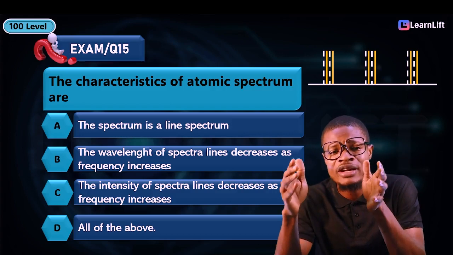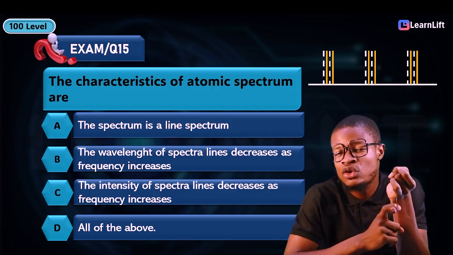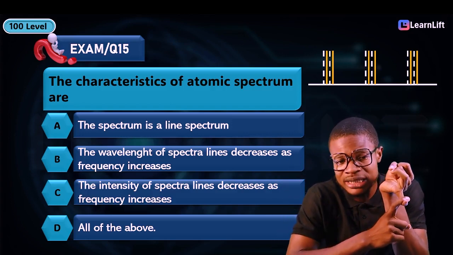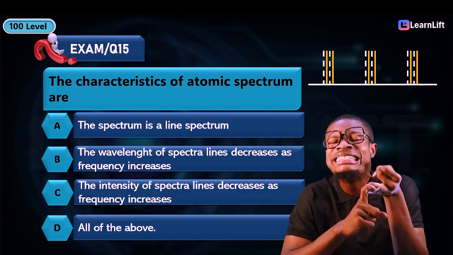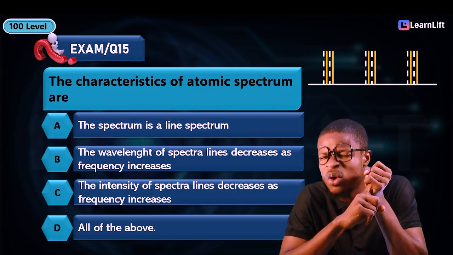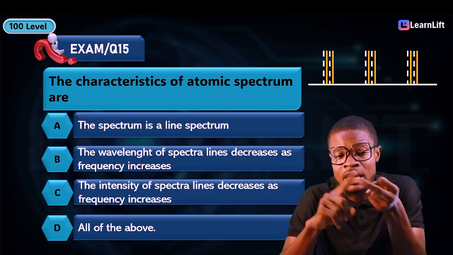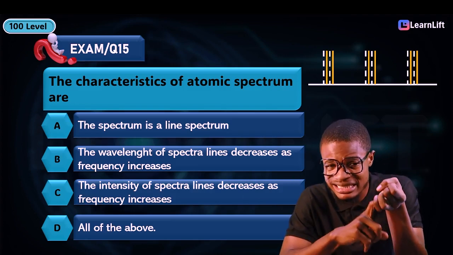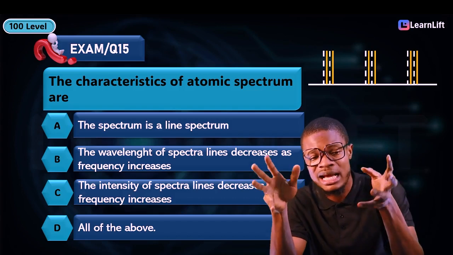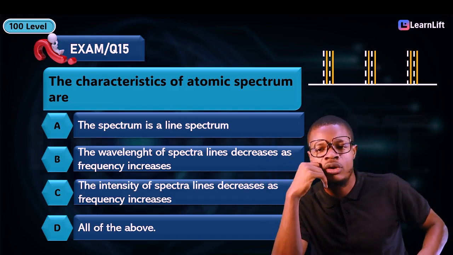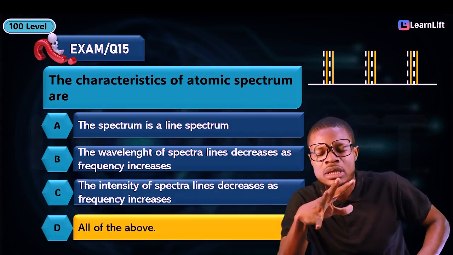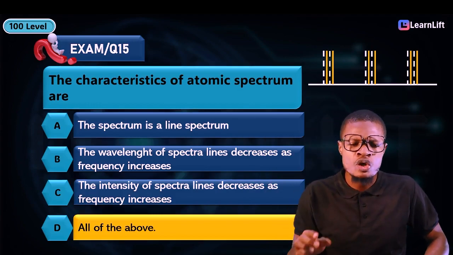The characteristics of atomic spectrum are, number one, you know that atomic spectrum is a line spectrum. That's correct. The wavelength of spectral line decreases as frequency increases. That's correct. Intensity of spectral line decreases as frequency increases. That's also correct. Wavelength and intensity are decreasing as frequency is increasing. So all of the above becomes the correct answer, which makes option D the correct answer. But let me explain something to you so that you get it.